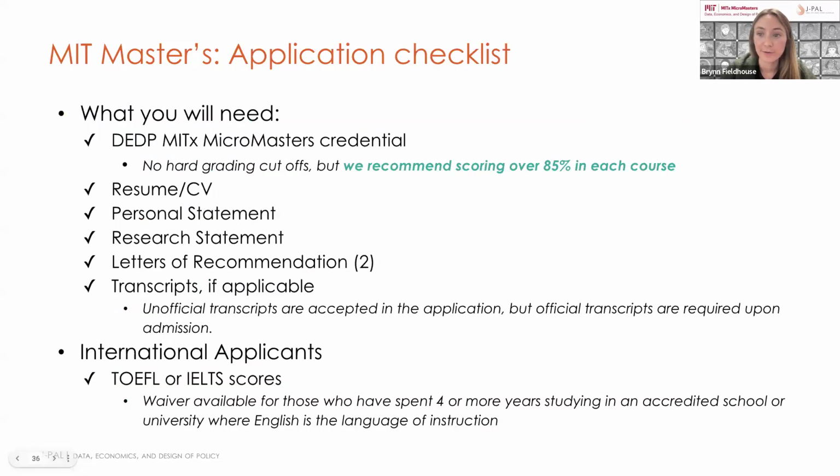So here is a preview of what you will need to apply for the program. Similar to other U.S. graduate programs, you'll need to submit a resume, a personal statement, a research statement, and 2 letters of recommendation. However, our program has 2 significant differences from most other graduate programs. First, the MicroMasters credentials are required to apply, and your scores are one of the main considerations in the application process. We look holistically at the applications, and there are no hard grading cutoffs, but we recommend scoring around 85% in each course.